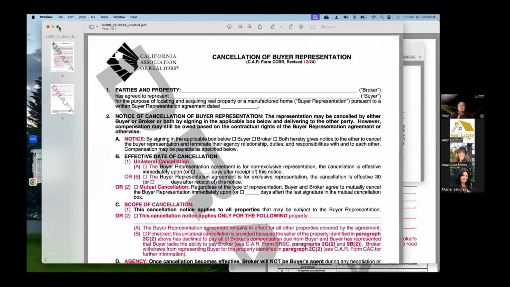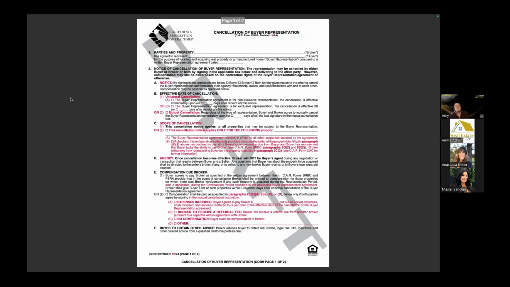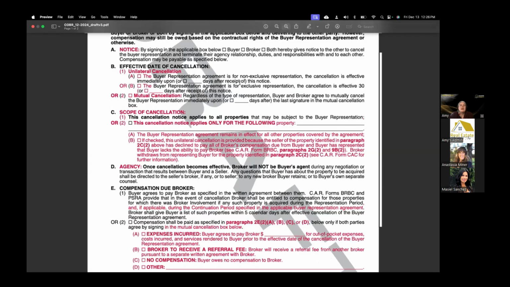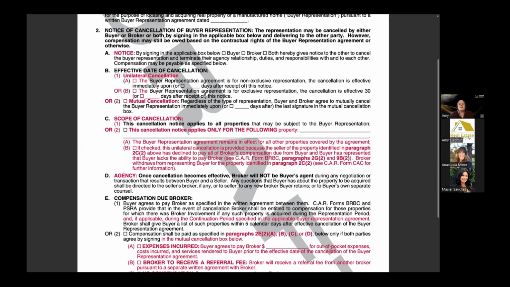Next is our cancellation of buyer representation form. They did update this form, which was probably a good update. I appreciate this. It's just notice of cancellation of buyer representation. They added notice there. And then they added unilateral cancellation. They included options for cancellation.